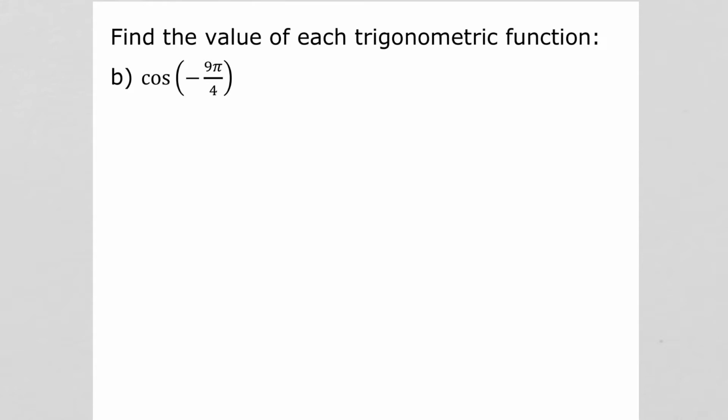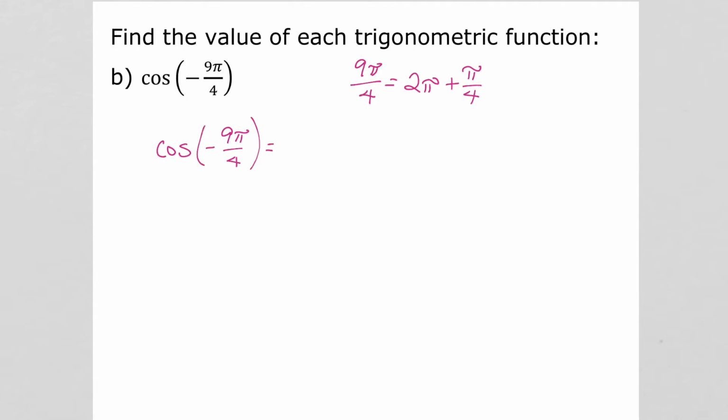For the cosine of negative 9 pi over 4, well, is there something that we can add to 2 pi to get 9 pi over 4? Because cosine repeats every 2 pi. 9 pi over 4 is the same as 2 pi plus pi over 4. Think about it. 2 pi is 8 pi over 4, and 8 pi over 4 plus 1 pi over 4 is 9 pi over 4.